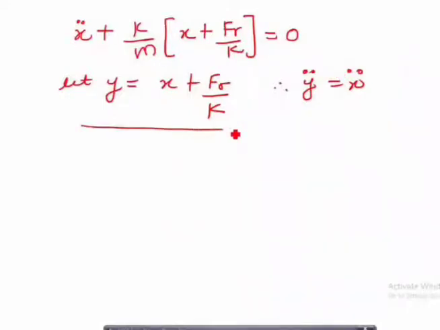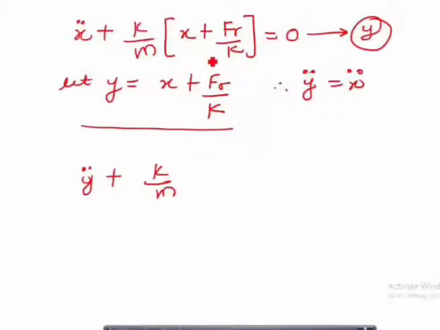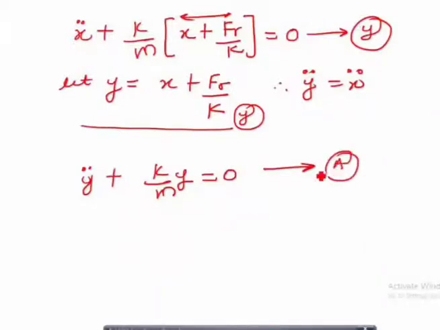Now from this equation, by putting y here, what will I get? I will get y double dot plus k upon m into y. This term is y, x plus fr, I have mentioned here. So this term is y, equal to 0. Okay, I am getting this equation, and let us call this equation A.